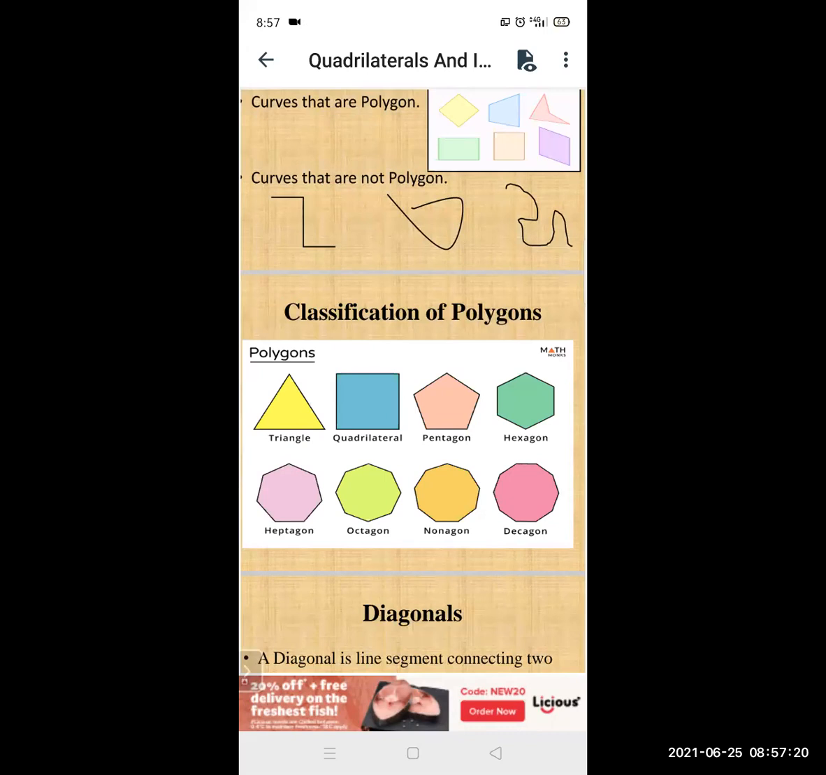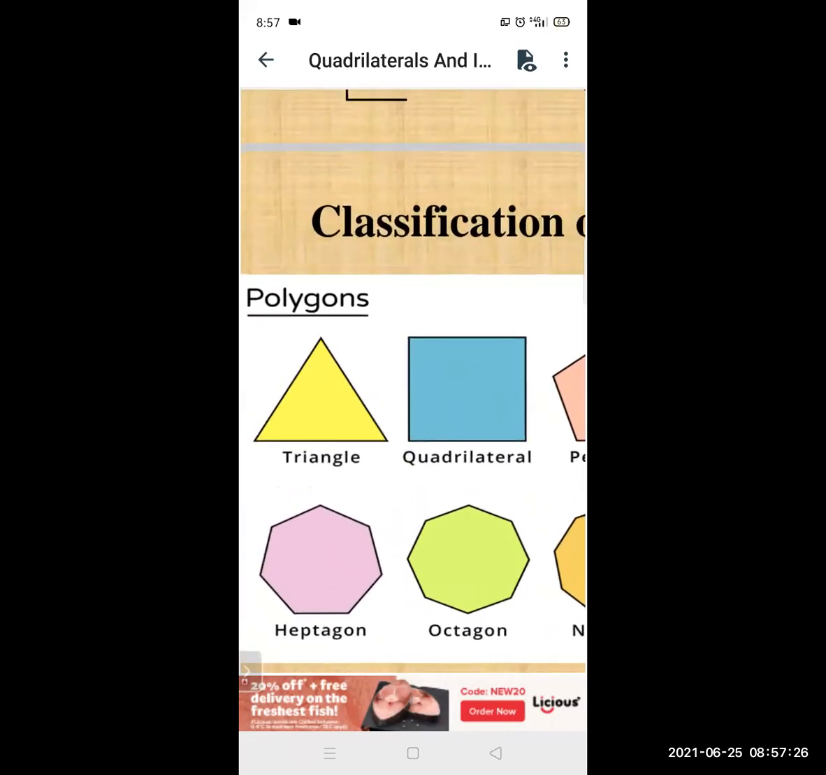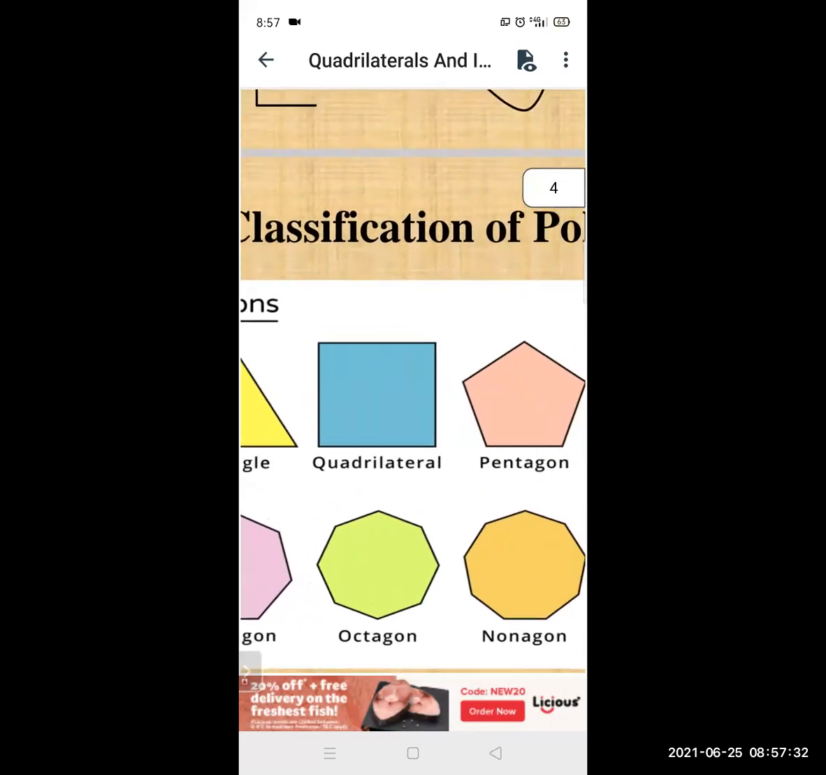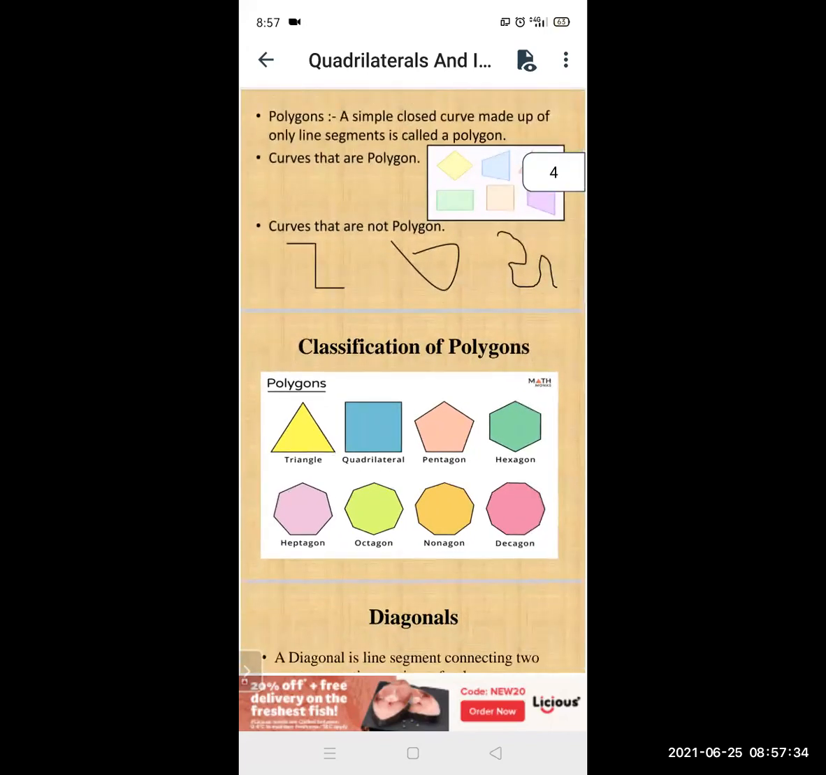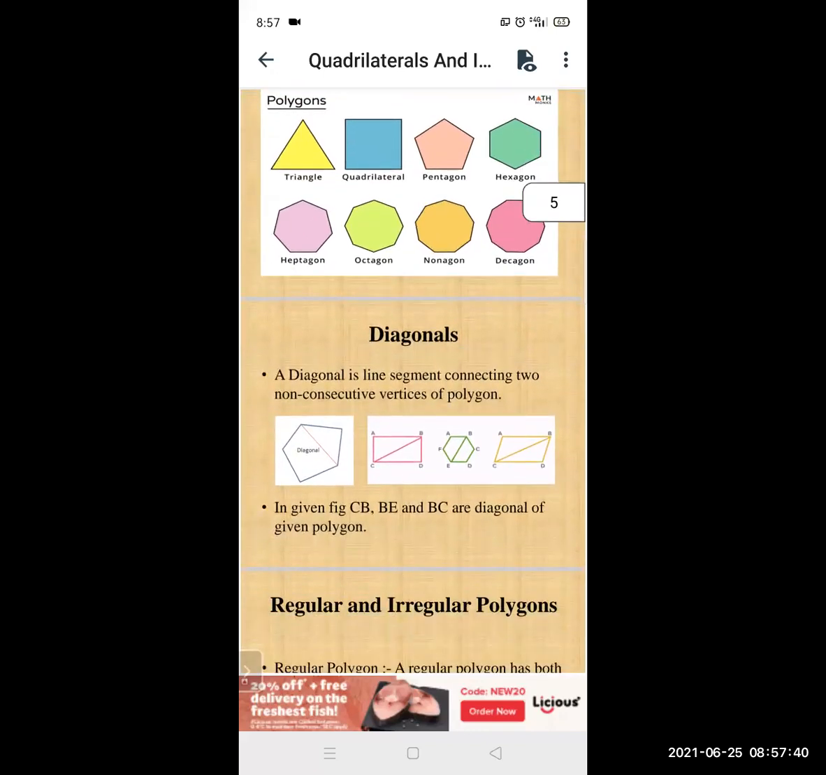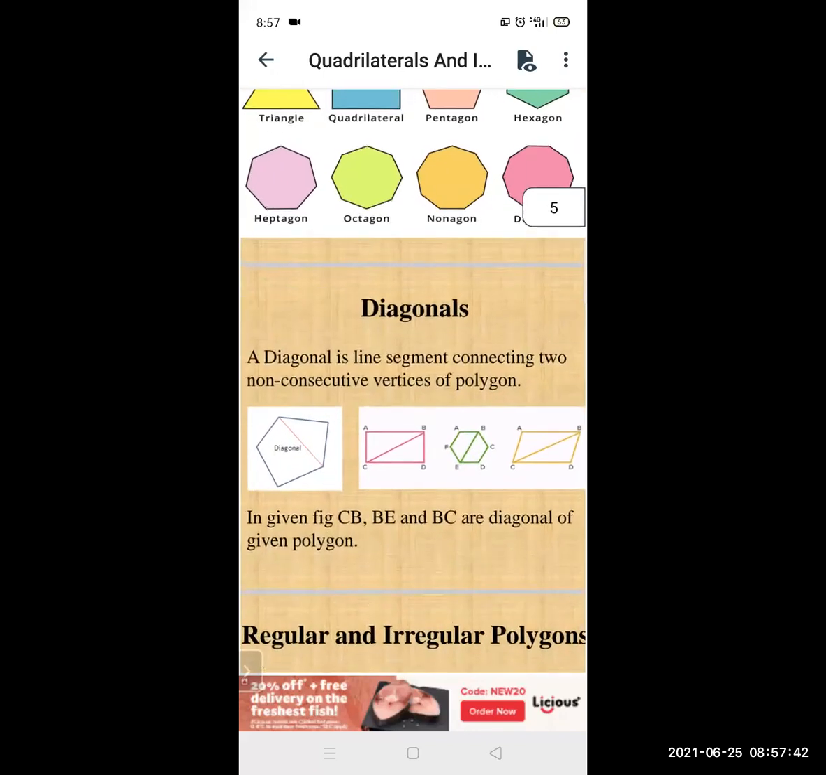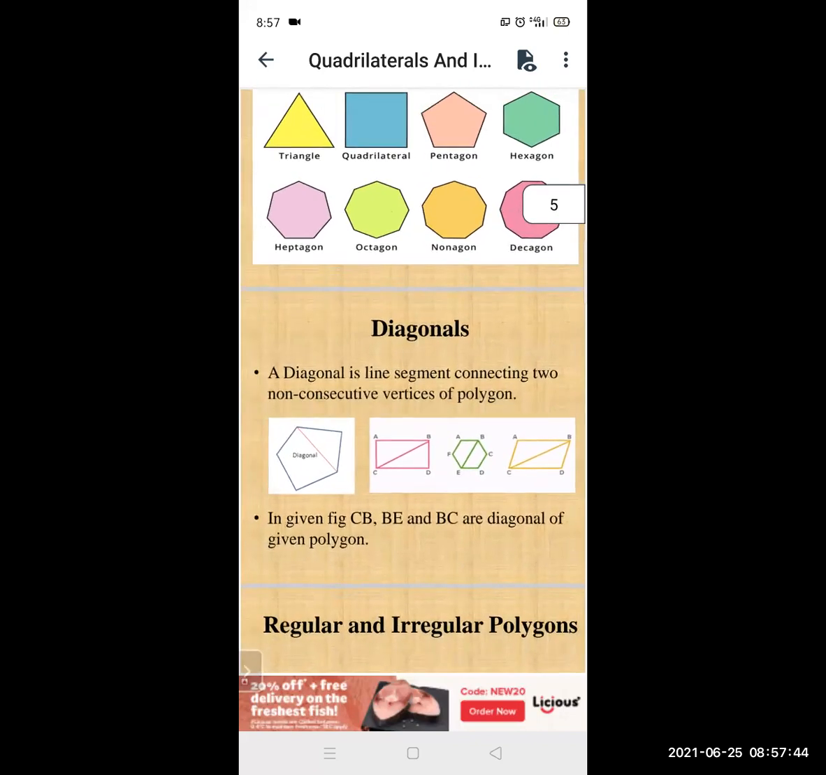So first is triangle, which we have completed. Second is quadrilateral, and that we are going to see today. So triangle we have completed, and we are going to see the quadrilaterals. Now, here we complete the classification of polygons. So what is the next important part for your quadrilateral, and that is diagonals.